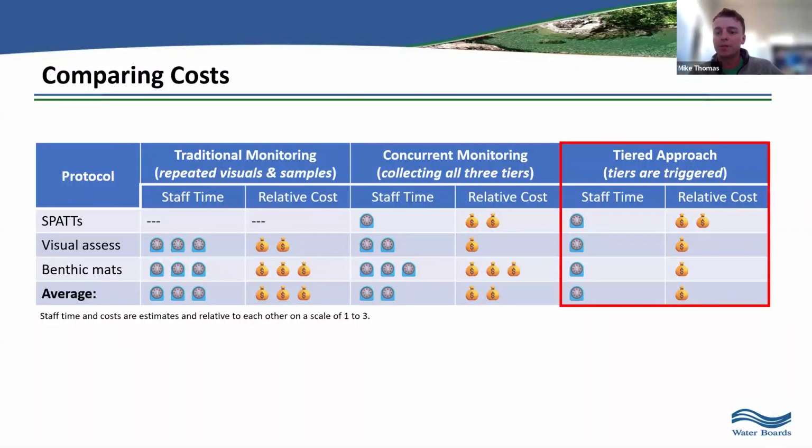By implementing the tiered approach, most of the cost is associated with SPATs, but these sentinel samplers save you time and money by letting you know when to conduct your visual assessment, and the toxicity of any identified benthic bloom only needs to be confirmed with a minimum of 1 benthic mat sample.